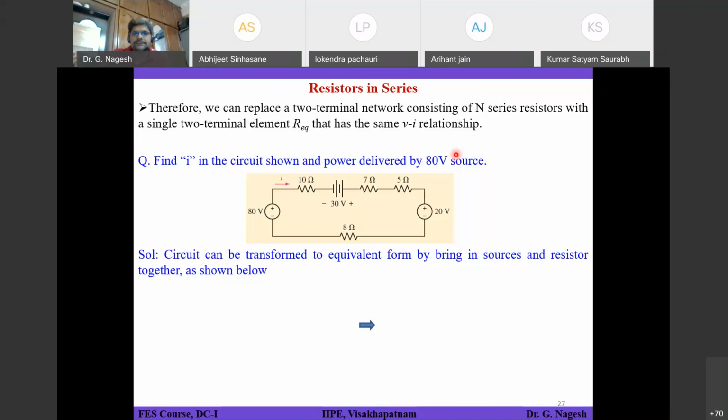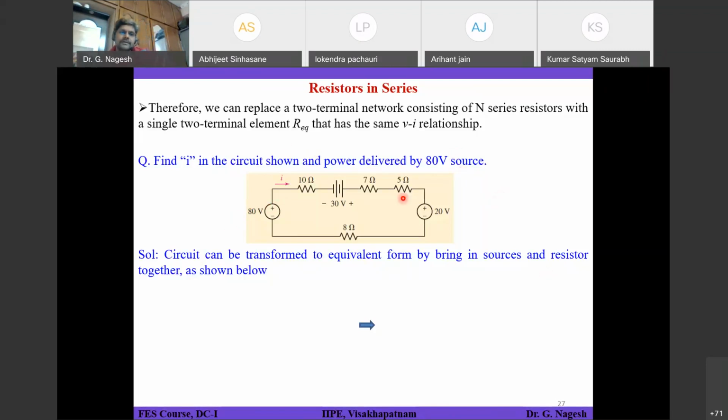Okay. So let's see one example based on this. If you see here, find the current I in the circuit and the power delivered by the 80 volt source. They are asking for this circuit.